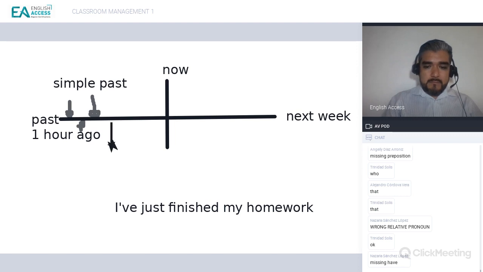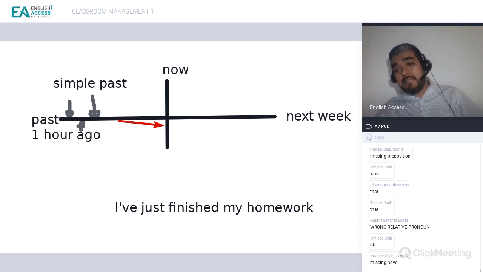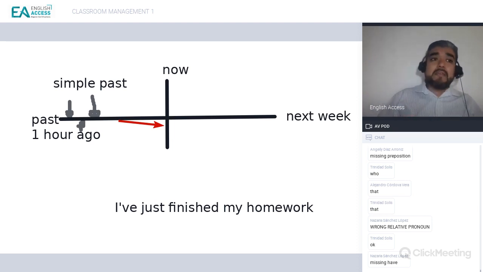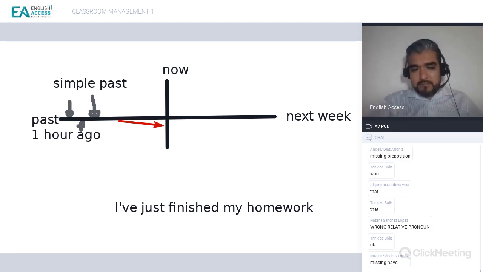But that activity is still relevant, or is relevant in the present, or continues, or it's repeated until now, right? So you started that activity in the past, but probably it is repeated until now, or probably it continues happening until now, or probably it is still relevant now.